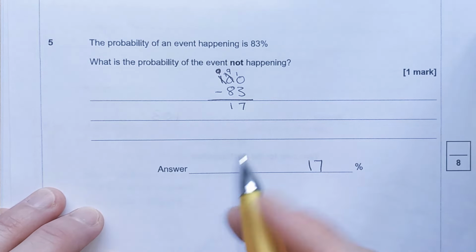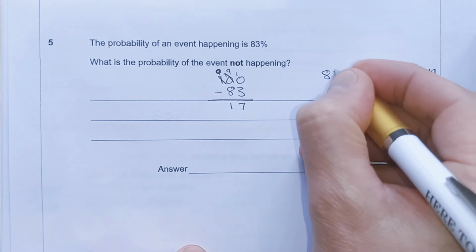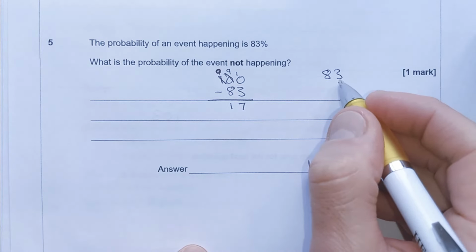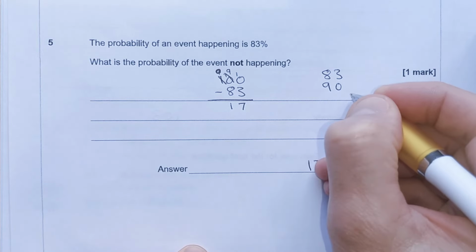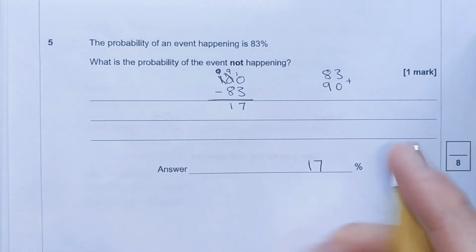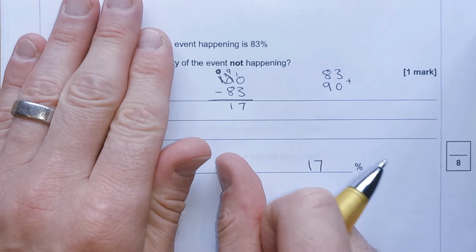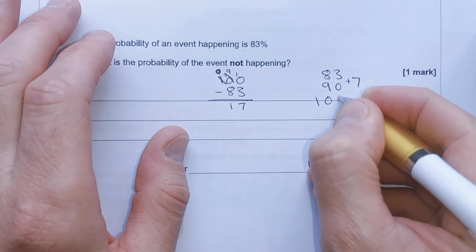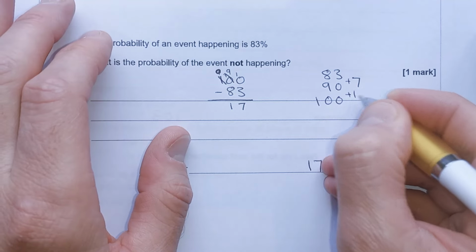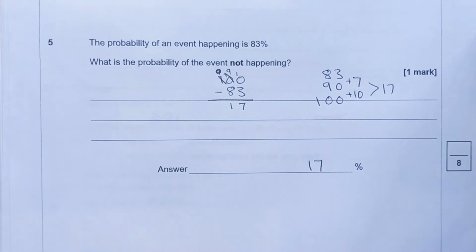17%. Okay. Now, what we can do here instead is we could count up. So we could start with 83 and say, well, what do I need to get it up to the next 10? So what would we need to get it up to 90? Well, it'd start at 83, it'd be 84, 85, 86, 87, 88, 89, 90. So that would be 7. And then we want to get it up to 100. Well, 100 is just adding 10 onto it. So 7 plus 10 is 17. So either way, you get 17%.